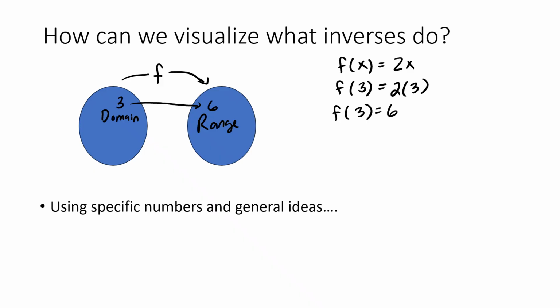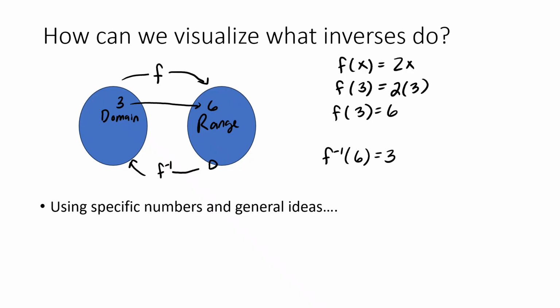Now, the inverse is actually going to take us in the other direction. The domain of the inverse is the range from the original function. So what the inverse will do is take that 6 and map it back to a 3. And so we could picture it this way.